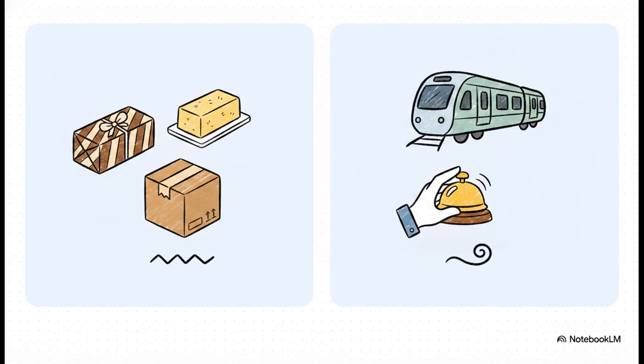But if you're paying for an intangible service, maybe a train ticket or a courier, then we use SAC, the service accounting code. Simple rule to remember. Goods get HSN, services get SAC.